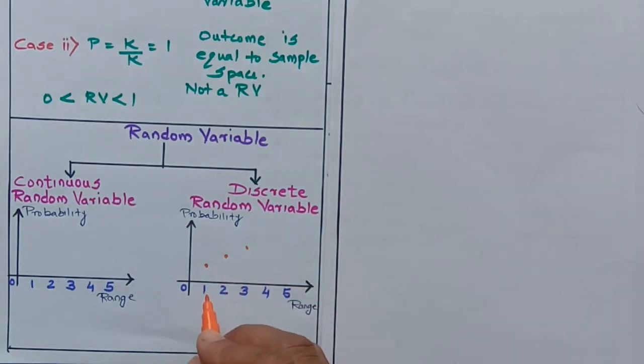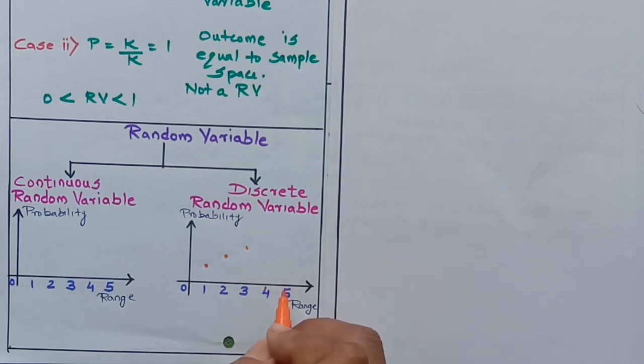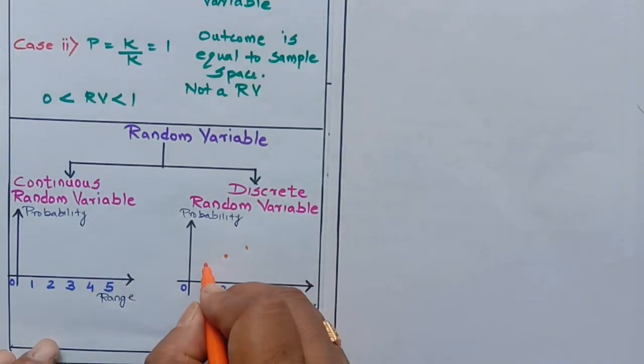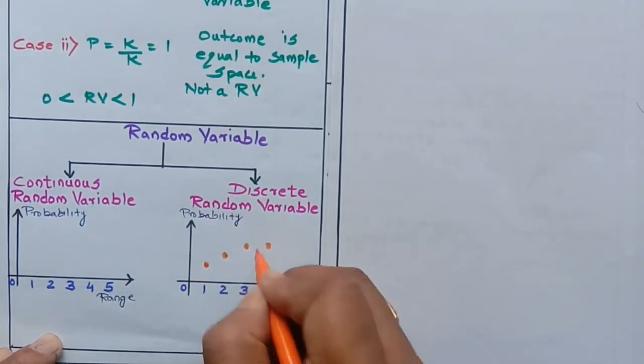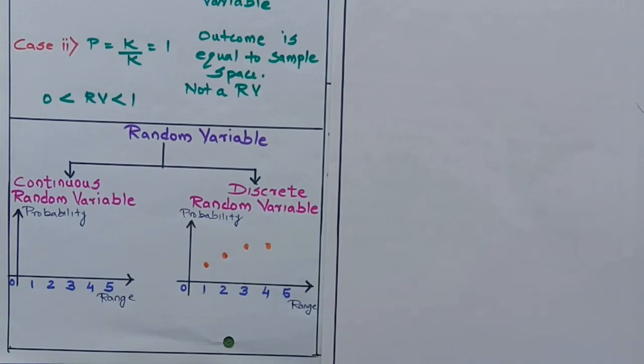The outcome is present at a particular instant of this range. So it is called a discrete random variable. Like this one. But what about a continuous random variable?